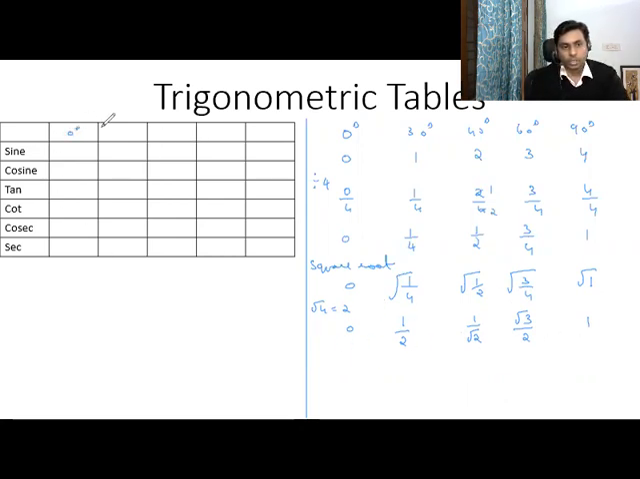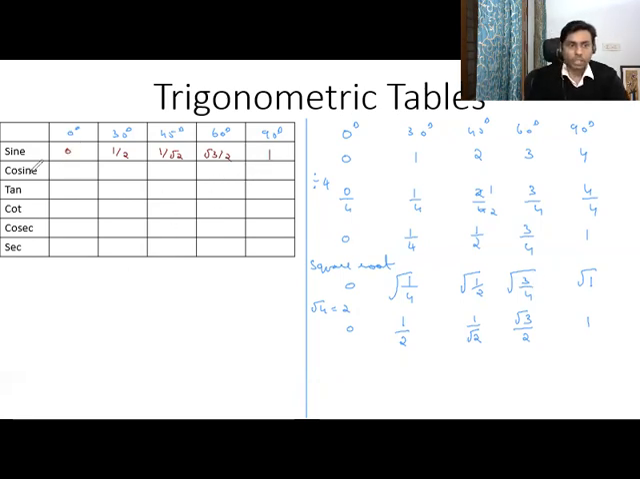So sine 0 degrees, sine 30 degrees, sine 45 degrees, sine 60 degrees, sine 90 degrees. You can fill up these values. Sine 0, 0, sine 30, 1 by 2, sine 45, 1 by root 2, sine 60, root 3 by 2, sine 90, 1. So very simple. First write down the angles, then write numbers from 0 to 4. Divide by the highest number, take square root. That will give you the sine values.